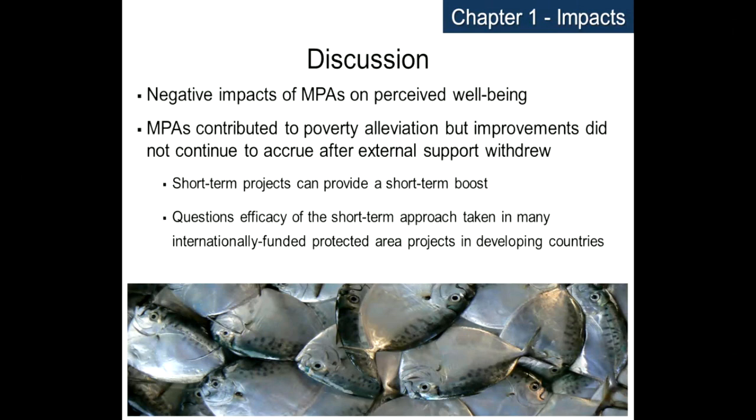A lot of these protected area projects that are funded by international agencies in developing countries take this short-term approach of 3 to 5 years implementation period, but assume that once they leave, once external support has been terminated, project activities and related benefits will continue. So this research questions the efficacy of this short-term approach and suggests that donor agencies and implementation agencies need to get a little bit more realistic about the time it takes to achieve different kinds of biodiversity and social objectives.